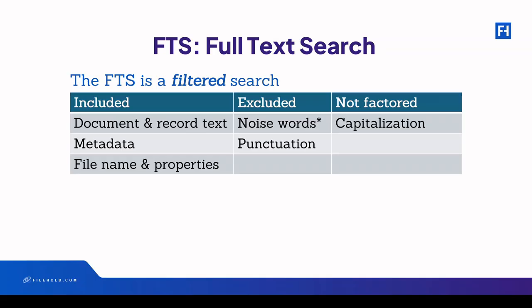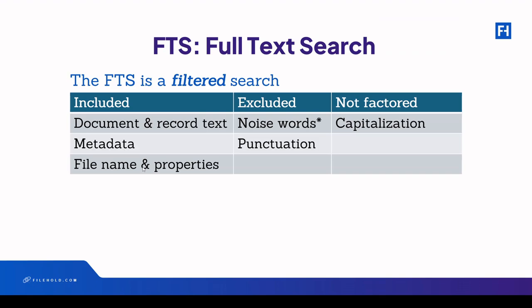Now, when we're doing our search, we're starting off with our simple search. We're using what's called the FTS, or full text search, and this is a filtered search. So it's important to understand that just adding a document into there doesn't mean that you're going to get all of the text and all of the metadata automatically given to you. We are filtering that information. First of all, we're going to include that document and record text, metadata, and file name and properties.